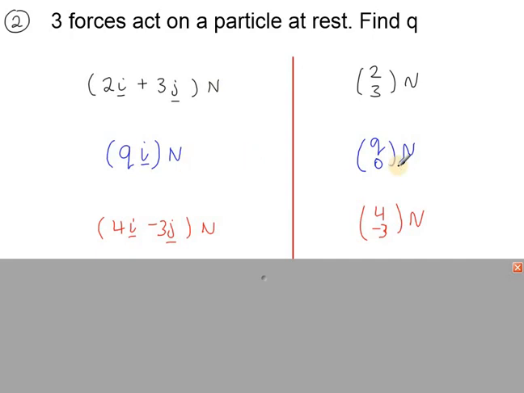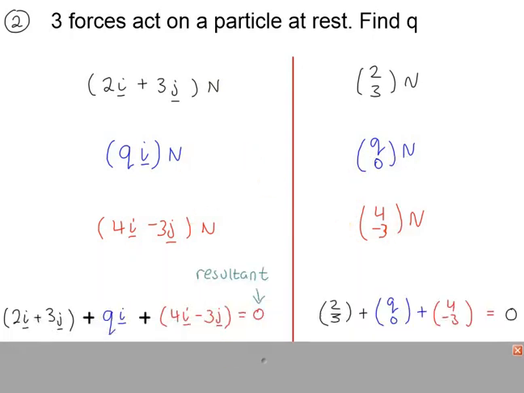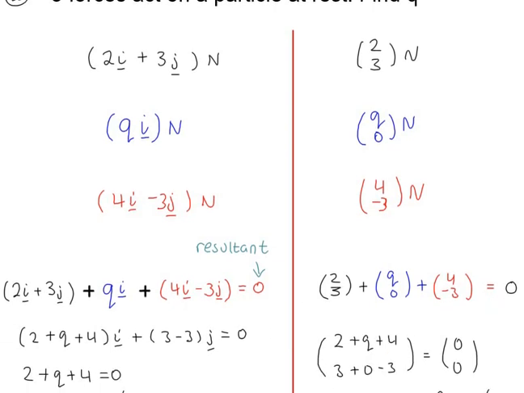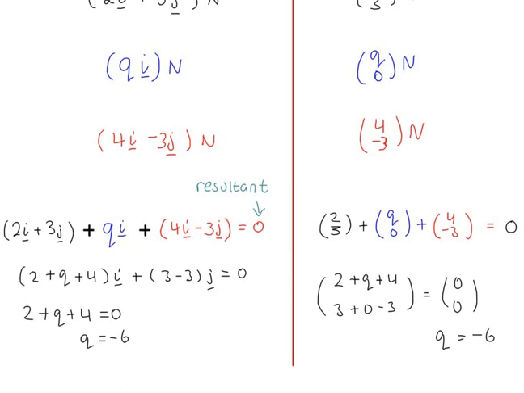Okay, so these are identical, and then we add the forces together, and we know the resultant force will be 0 because the particle remains at rest. And then simplifying, and then we solve to get q equals -6. So this will be -6i newtons. For further practice, try these questions.